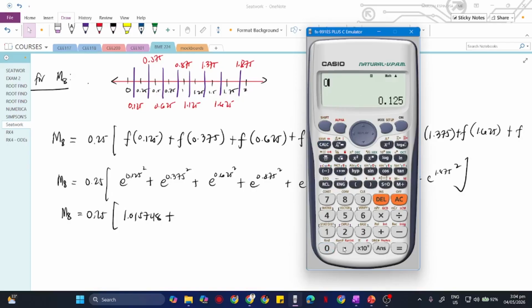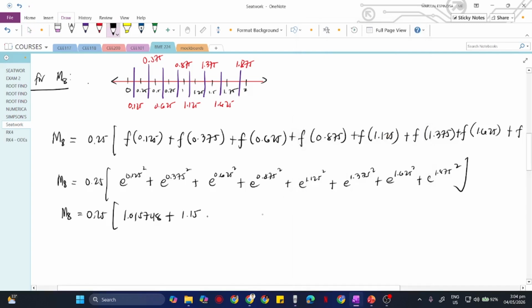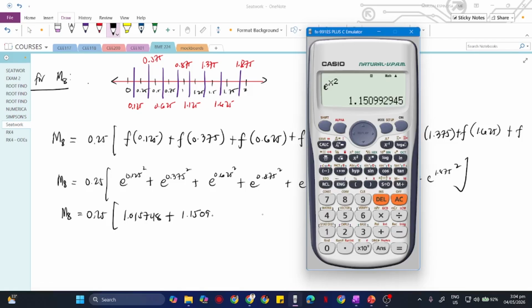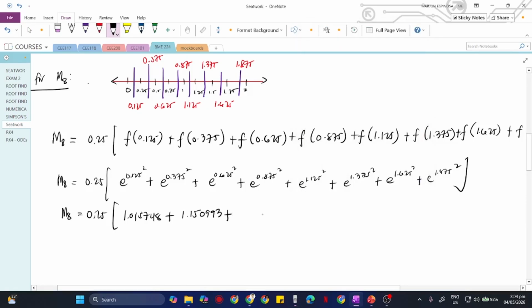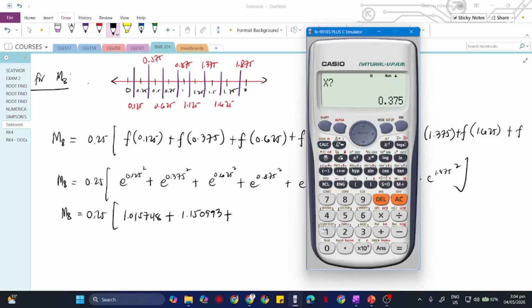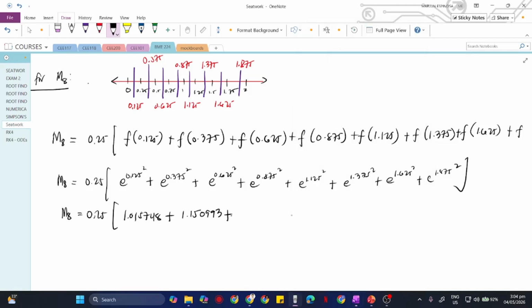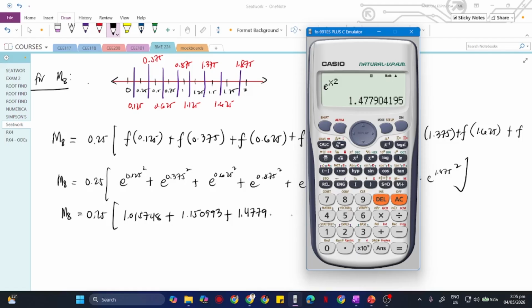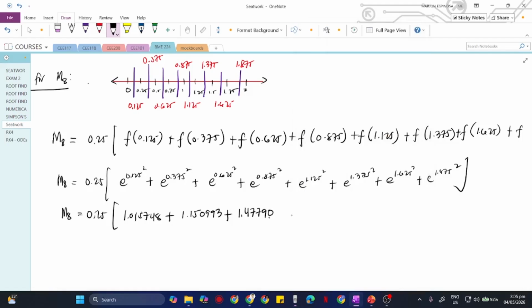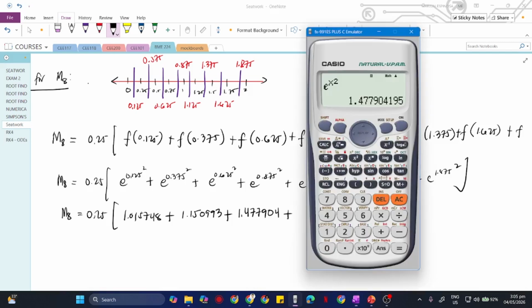Okay, tapos 0.375. Then we have here, tama ba? Okay, 1.15, 1.150993. Okay, plus, calc natin, 0.625. You would get 1.477904.